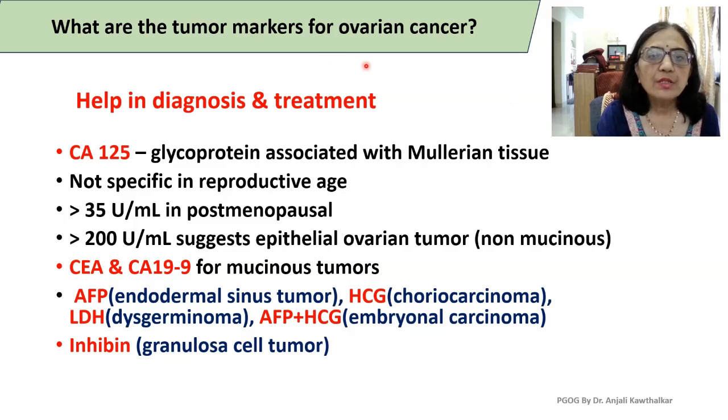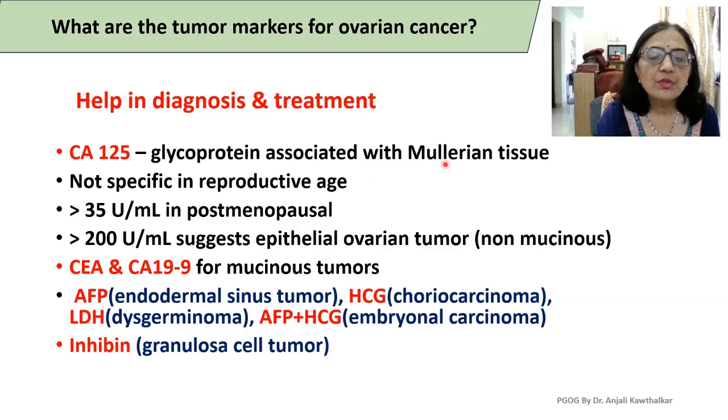What are the tumor markers for ovarian cancer? By this time, for all the students, the tumor markers must be at the tip of the tongue. What you need to understand is that tumor markers cannot be used for screening of ovarian cancer. They help us in diagnosis and treatment. Ovarian cancer is such an extensive topic that I have included only the important concepts and most commonly asked questions related to it.